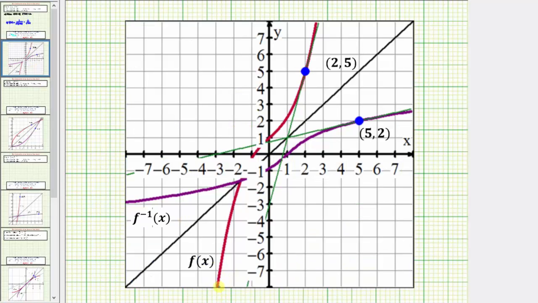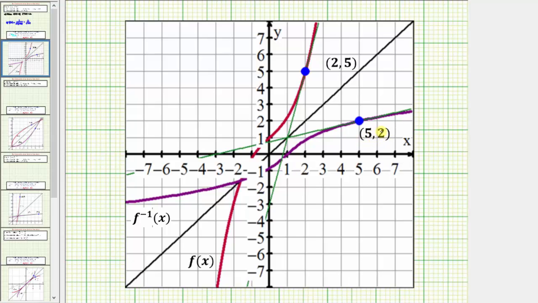The given function f of x is graphed here in red. The line y equals x is graphed here in black. So to graph the inverse function, we can reflect the red function across y equals x, which gives us this purple function. So this purple function is f inverse of x. And for part A, we found this point on the original function, 2 comma 5. And from here, we found the corresponding point on the inverse function, which was the point 5 comma 2. So this point represents the function value f inverse of 5 equals 2.